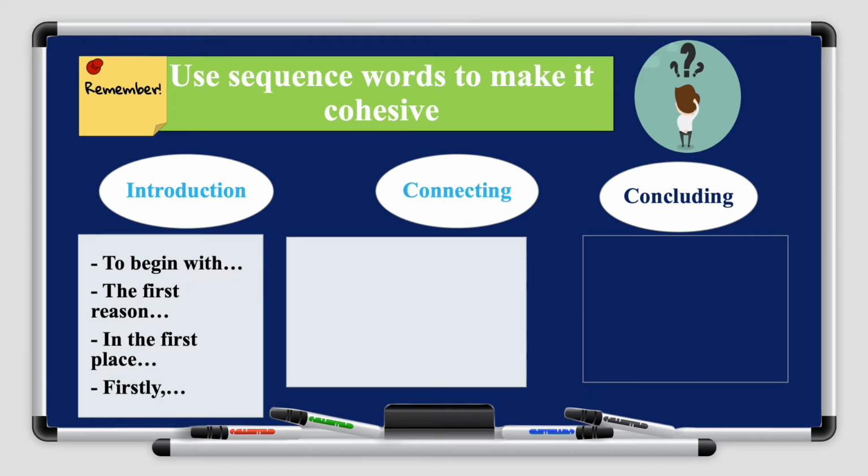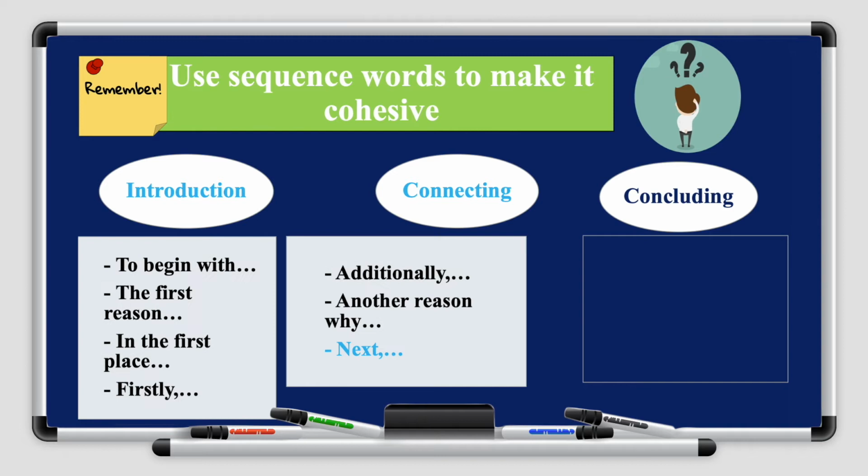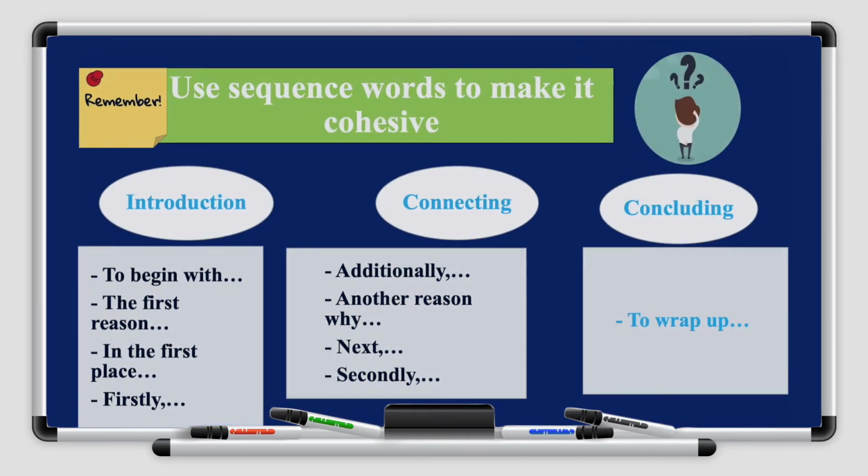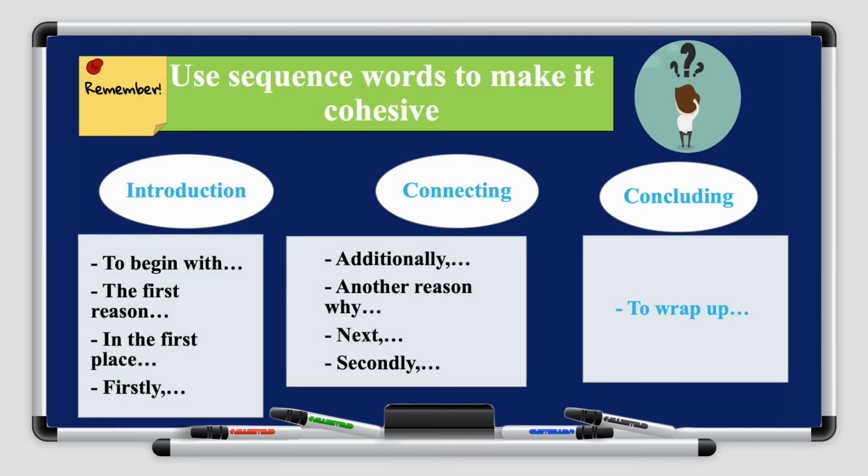In connection, when I want to connect my ideas, I want them all to match or to come together, I will be using additionally, another reason why, next, after that, secondly. All of these connect my paragraph. And finally, I have my conclusion. And in the conclusion, I want to wrap up my topic. I want to conclude my topic. So I use in conclusion, at the end, to wrap up, to sum up.